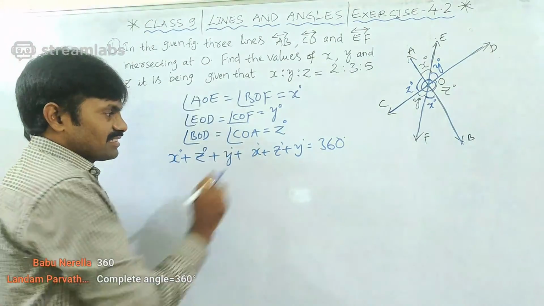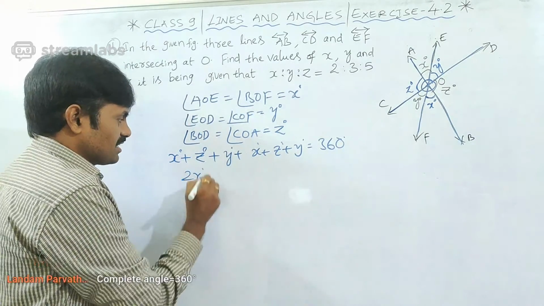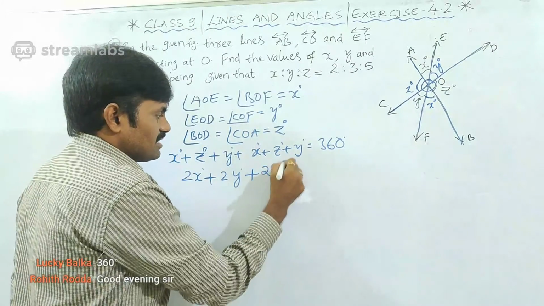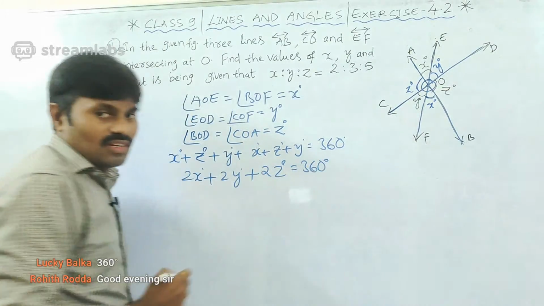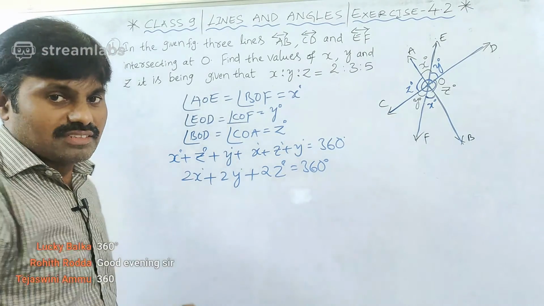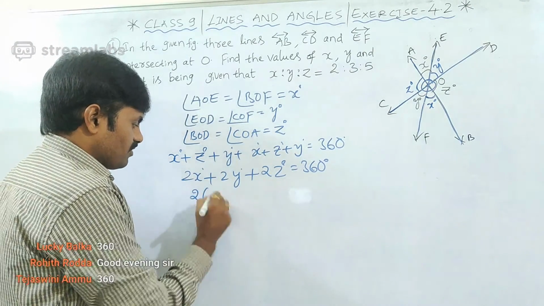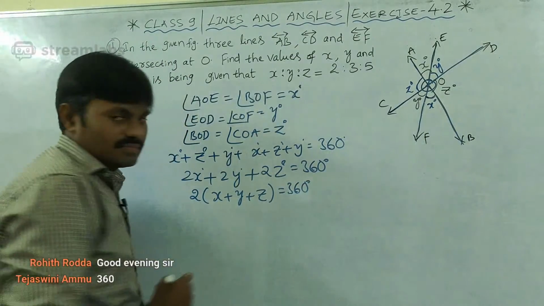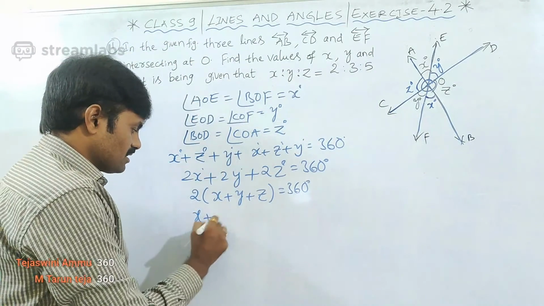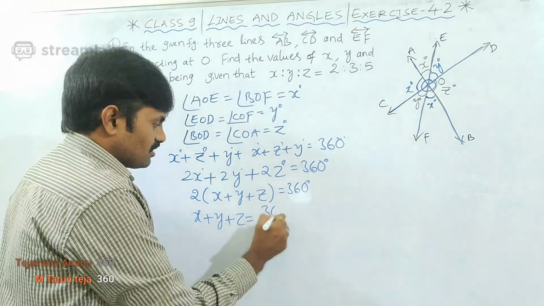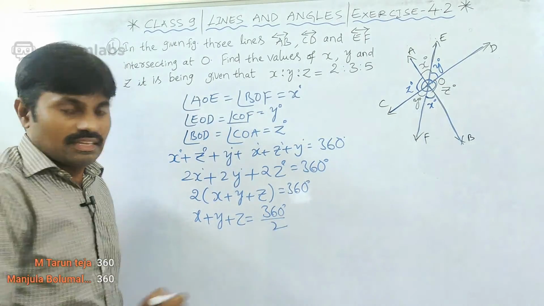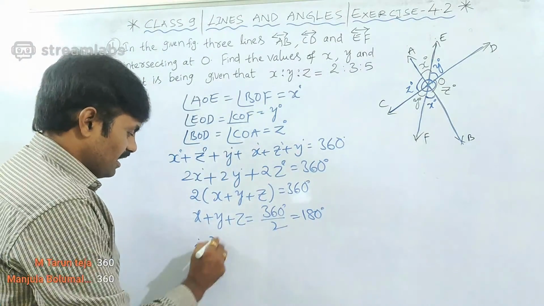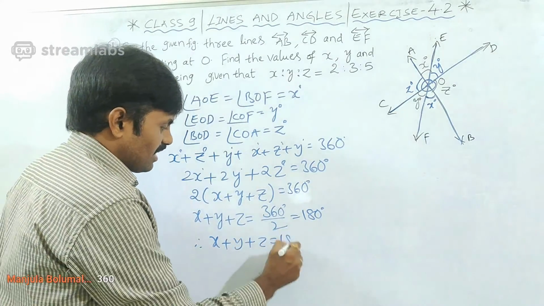Now here, like terms we can add. x plus x is equal to 2x degrees, y plus y is 2y degrees, plus z plus z is 2z degrees, equal to 360 degrees. Now 2 is a common factor. Take out 2 as common factor, then 2 times (x plus y plus z) is equal to 360 degrees. Then x plus y plus z is equal to 360 degrees divided by 2, that is equal to 180 degrees. Therefore, x plus y plus z is equal to 180 degrees.